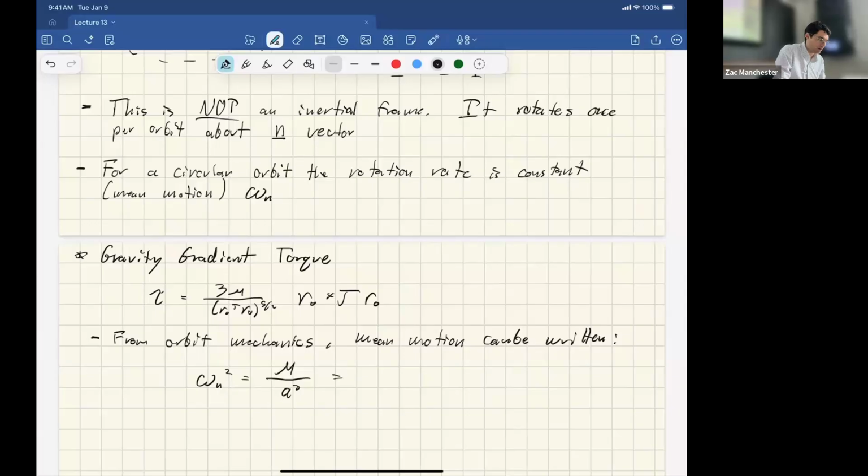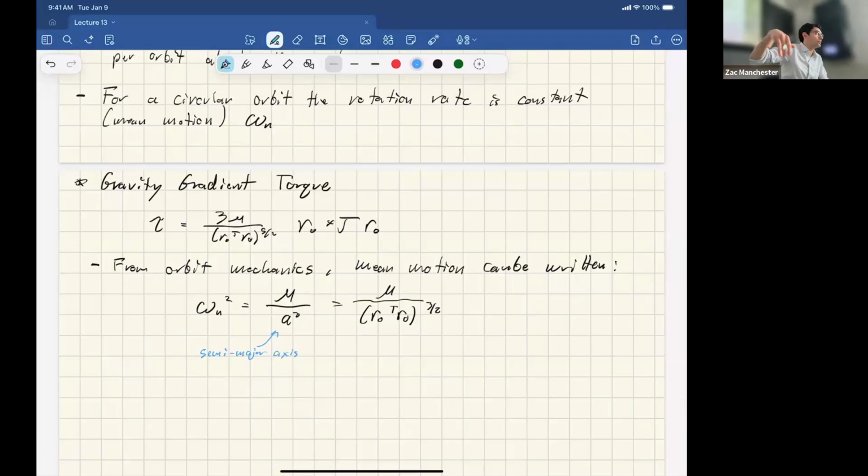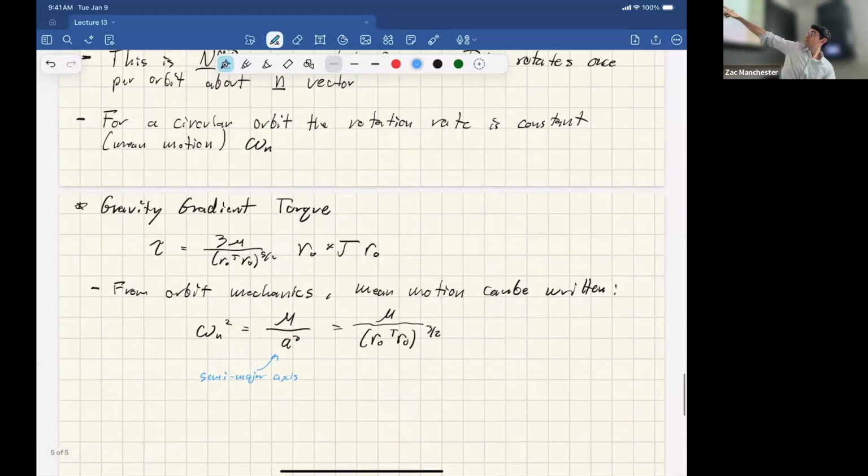And in our notation with r naught, that is r naught transpose r naught to the 3 halves. So this a here, if you're not familiar, is the semi-major axis of the orbit, which in the case of a circular orbit is just the radius vector of the orbit. So it's a cubed. Cool. So what we're going to do is plug this mean motion into our gravity gradient torque and replace that nasty thing out front with this slightly cleaner thing.